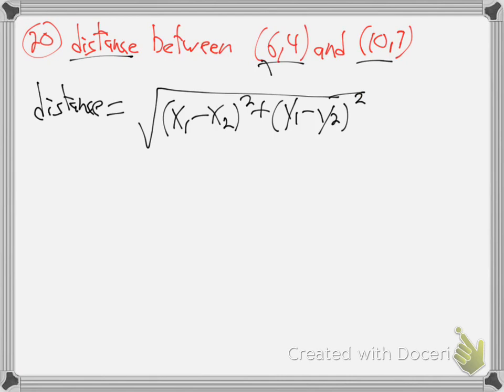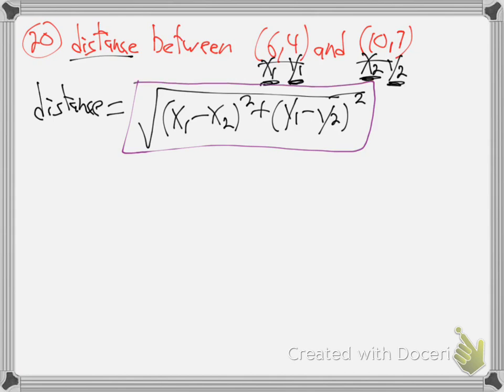So this is x1, y1, x2, y2. Right, this is the first point's x and y value, the second point's x and y value. And so we just use that distance formula. You want to put this on your 3x5 card for the next exam.